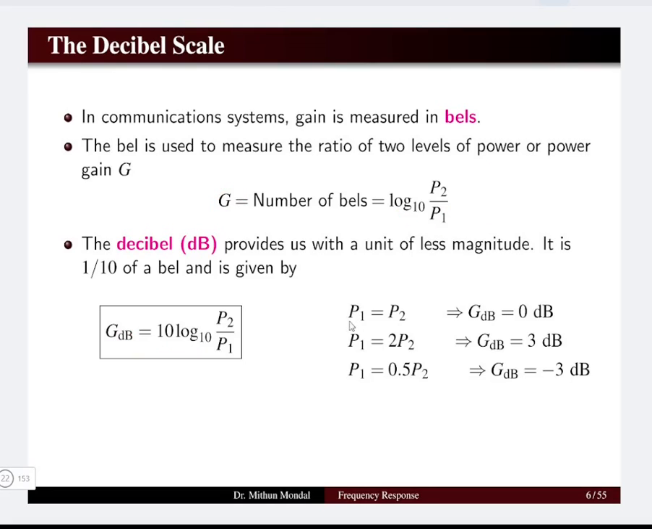Now, under the special cases, if P1 is equal to P2, what will happen? If the two powers are equal, the log of 1 will be 0. In that case, G dB will be equal to 0 dB. Under the case that P2 is equal to twice the value of P1, then G dB will be 3 dB, because we will have log of 2. Now, if we have P2 which is 0.5 times P1, then G dB will be minus 3 dB.